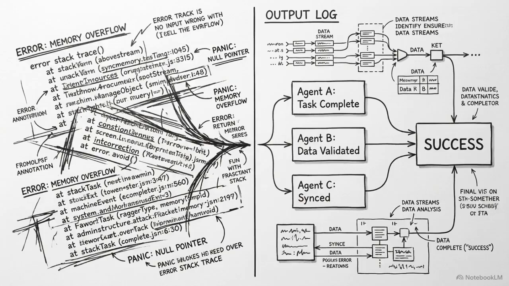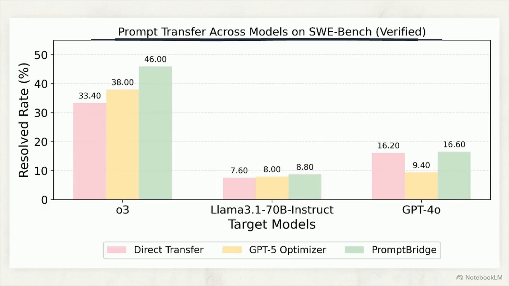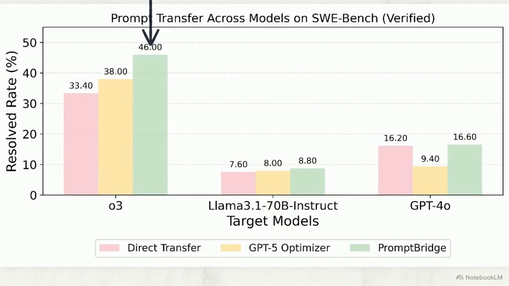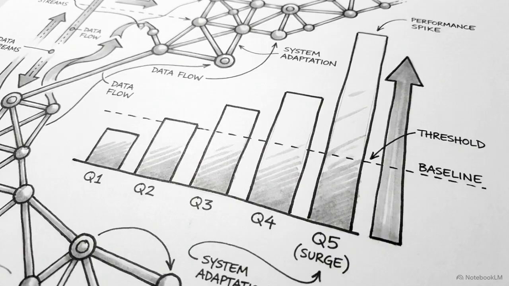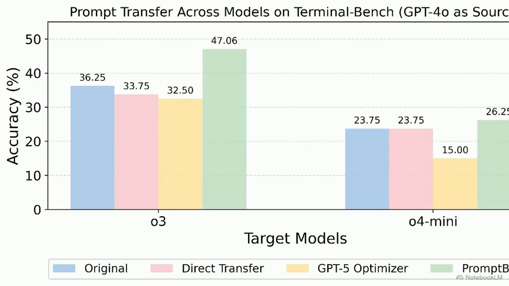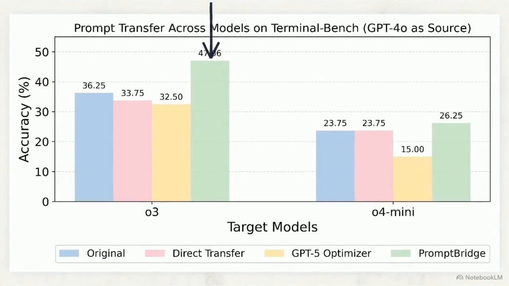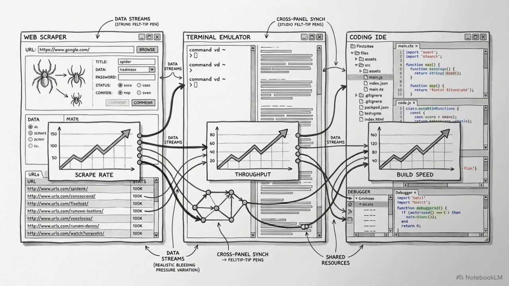We validate the framework's efficacy against traditional direct transfer methods using complex multi-agent benchmarks. This bar chart displays resolution rates on the SWE-bench Verified set. Looking at a migration from an o4-mini source to an o3 target, the green PromptBridge bar reaches a 46.00% resolution rate. That represents a 27.39% relative performance improvement over the standard direct transfer baseline. On Terminal Bench, a benchmark assessing complex terminal environment tasks, the direct transfer accuracy of 33.75% jumps to 47.06% using PromptBridge. The structural mapping holds across entirely different domains. The empirical data definitively validates the structural mapping approach across highly complex agentic environments.